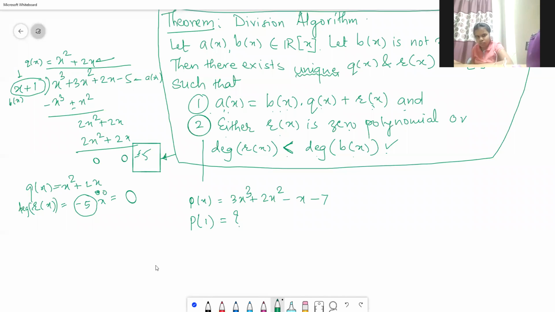-3. P of 1, if you want to find out, you put x is equal to 1. 3 into 1 cube plus 2 into 1 square minus 1 minus 7, which is 3 plus 2, 5 minus 1, 4, minus 7, so minus 3. How much is P of minus 2?